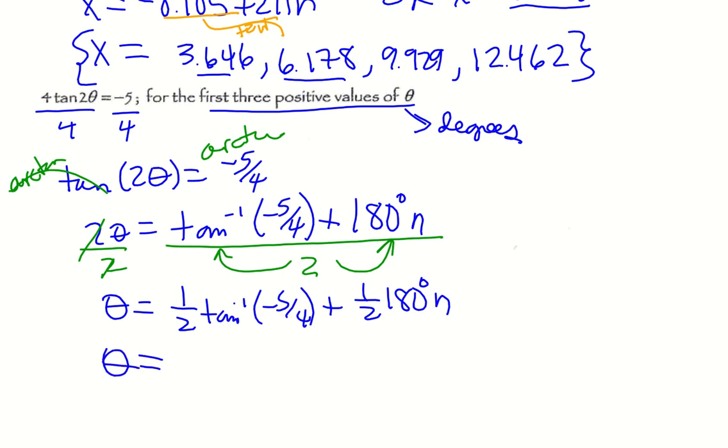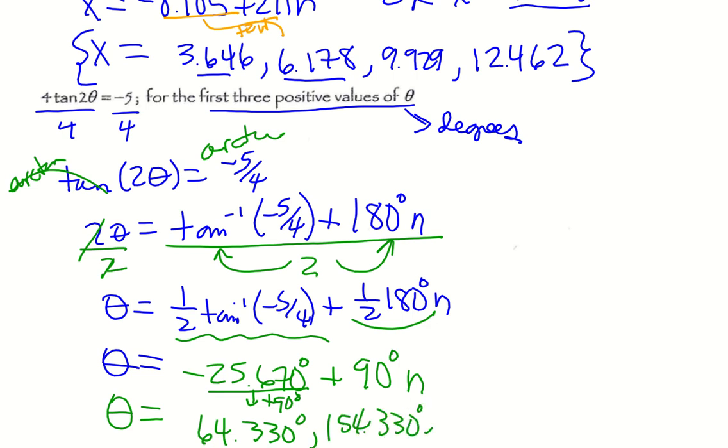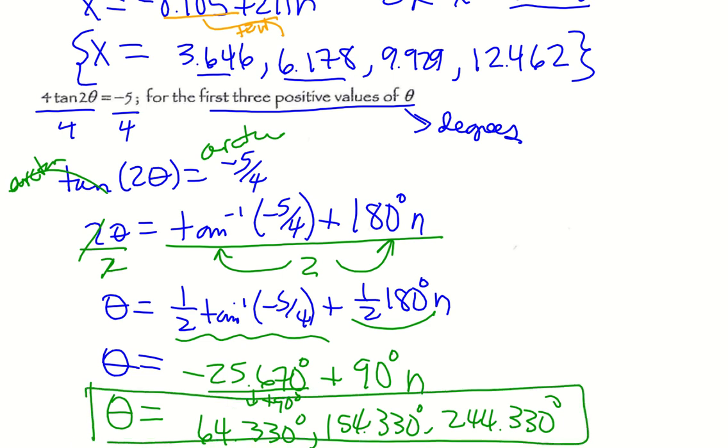Going to my calculator, I plug in 1/2 of the inverse tangent of negative 5/4, and I get negative 25.670 degrees, plus half of 180 is 90, so I get 90 degrees n. That's my general solution. For my particular solutions, I want my first 3 positives, so I'm not going to take this negative 25, but if I add 90 degrees to that, I get 64.330 degrees. Add 90 to that, and I get 154.330 degrees. Add another 90 to that, and I get 244.330 degrees. And I have my first 3 positive solutions to that equation.